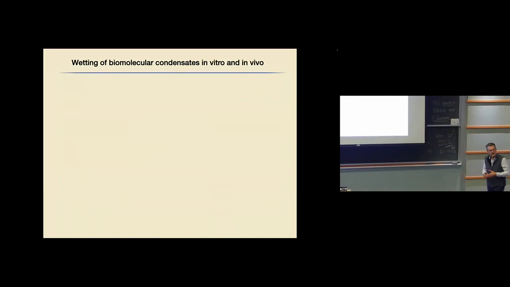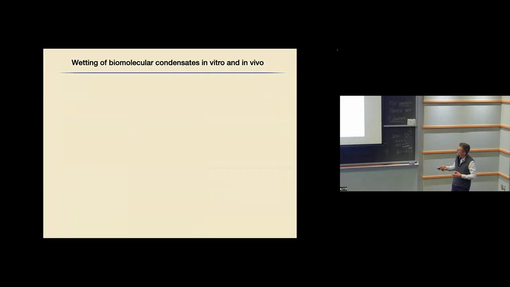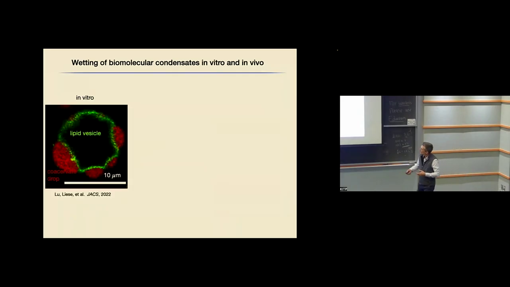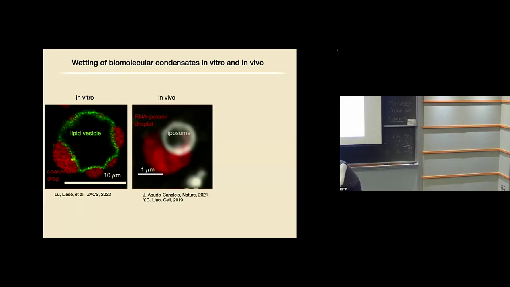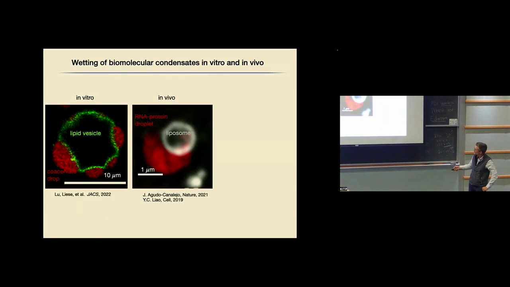Obviously, we have seen lots of cases where biomolecular condensates wet surfaces, in vitro and in vivo, and here I just cherry pick a few examples. For example, in vitro contexts, for example, in the research of coacervates, we see that lipid vesicles get deformed by coacervates and vice versa. And we have also other examples more in vivo, for example, drug carrying liposomes get wetted by RNA protein droplets.